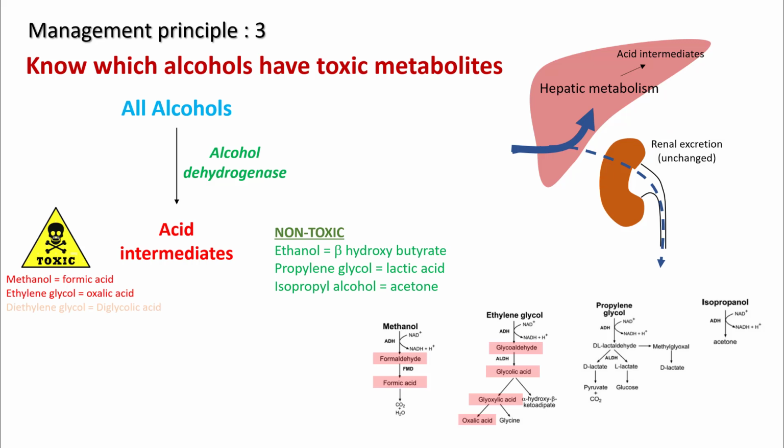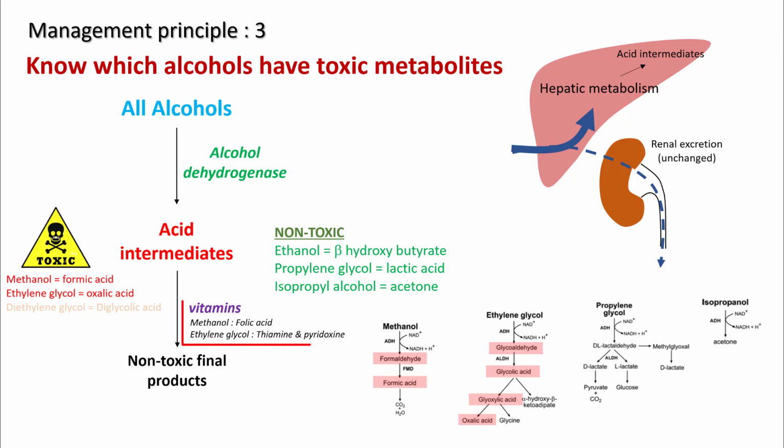You have to understand that not all acid intermediates are toxic. Only methanol, ethylene glycol, and diethylene glycol will form toxic intermediates. These intermediates will be subsequently metabolized into non-toxic final products or be excreted out. Folic acid is useful in converting formic acid into carbon dioxide and water, while thiamine and pyridoxine are useful in converting glycolic acid and glyoxylic acid to less toxic intermediates.